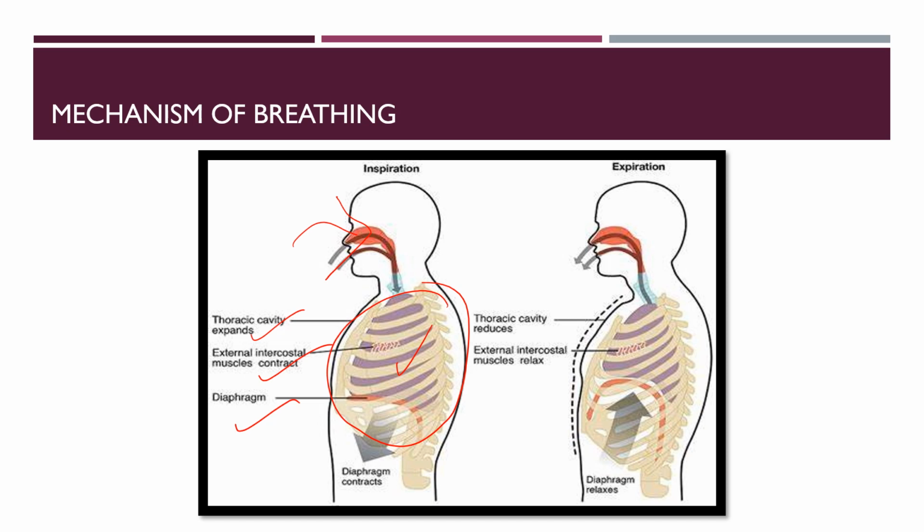Now in case of expiration, what is happening? The opposite. The thoracic cavity reduces as the external intercostal muscle relax, the diaphragm also relax, so both are relaxing. So as both are relaxing, the lungs are squeezing. So as the lungs are squeezing, the air inside is under huge pressure. So it should push out, or the air inside the lung should gush out.